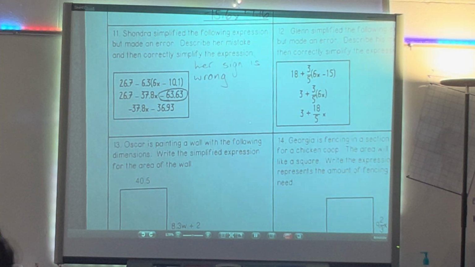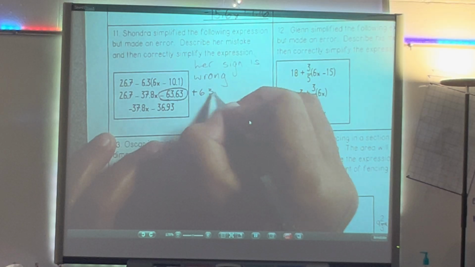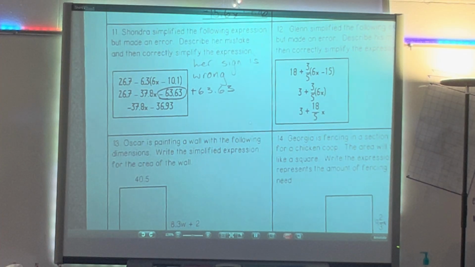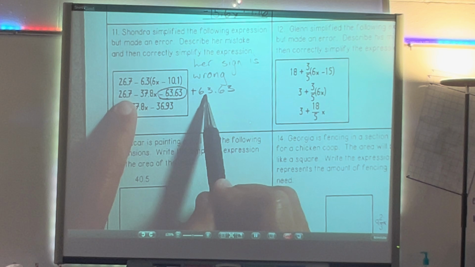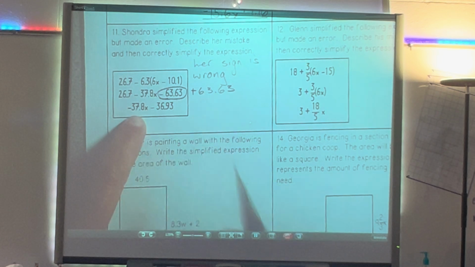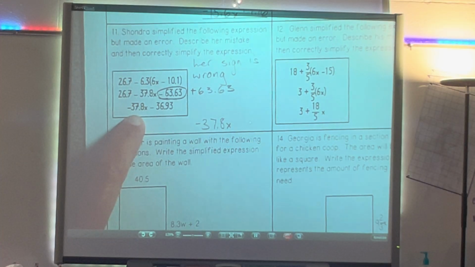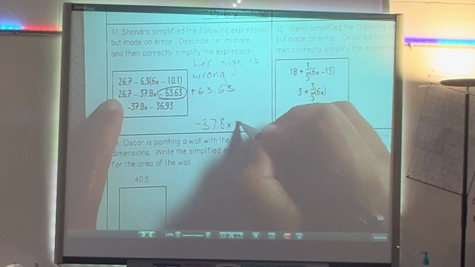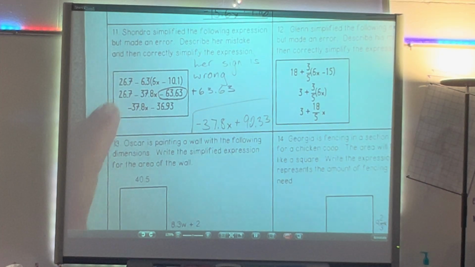Alright, so that should be a positive, so this should be a plus 63.63. Everything else is okay. So now, instead of this, we have the 26.7 and the positive 63.3. So I have -37.8x, that part was okay. And when I add these two together, you get 90.33. So that's the correct answer.